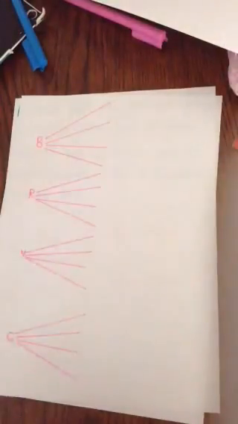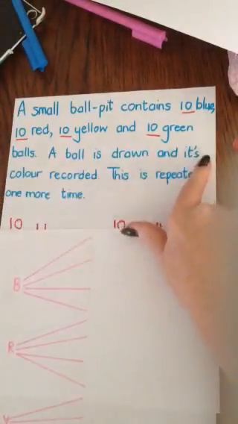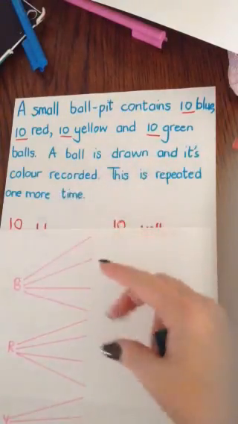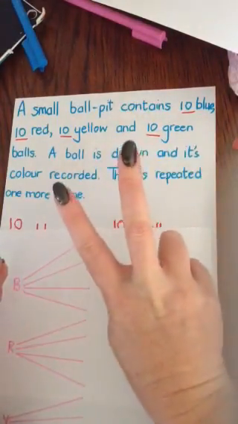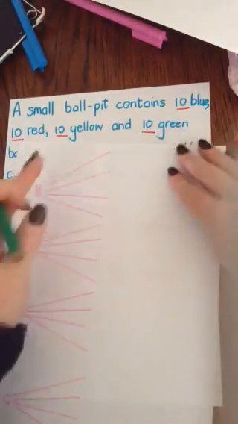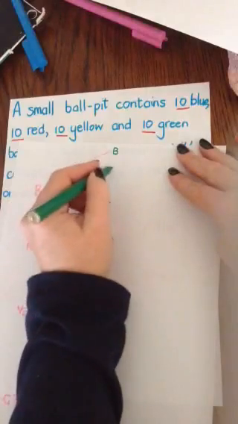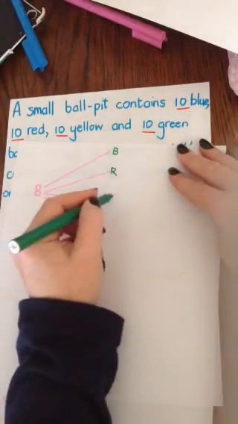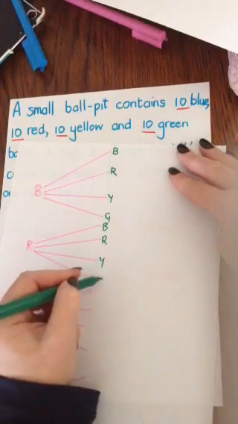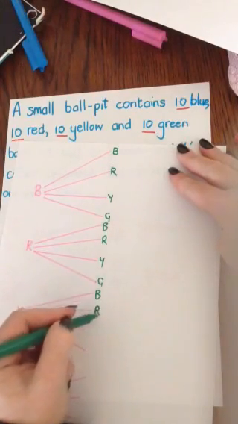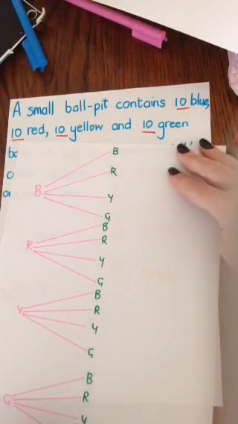Now remember it said a ball is drawn and its color is recorded, and then this is repeated one more time. So basically it was drawn and then it was repeated, so you only need to do two times. There's your one, this is our two. So we go blue, red, yellow, green, blue, red, yellow, green, blue, red, yellow, green, blue, red, yellow, green.